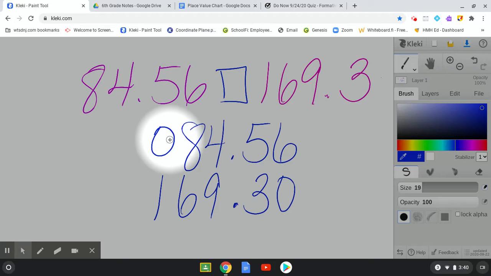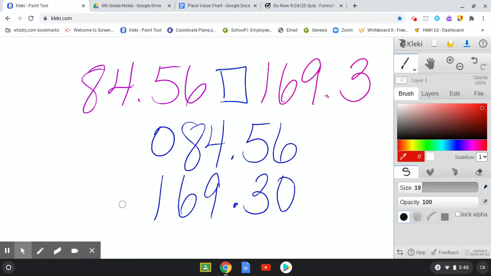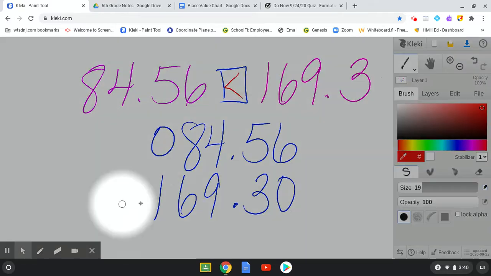So now I have 0 hundreds and 1 hundred. Oh, I don't even need to go any further. I don't need to look at the rest of the digits. I know that 0 is less than 1. So then that's telling me that my 84 and 56 hundredths is going to be less than 169 and 3/10. All right. So line up place value by the decimal point when we're working with decimals.